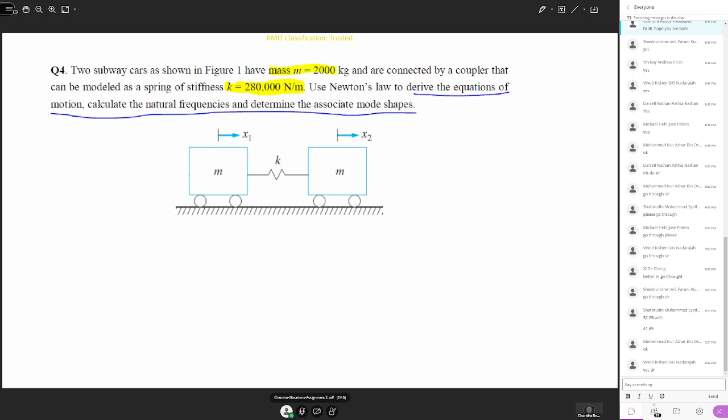So you need to draw the free body diagram first, because whenever you end up with Newton's law, you must draw the free body diagram.